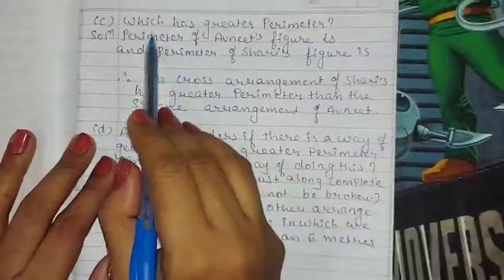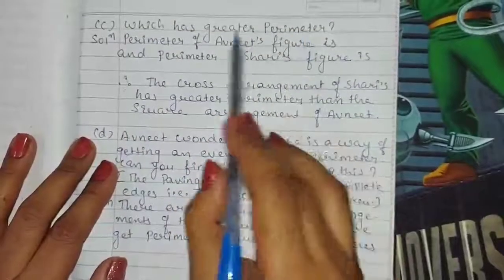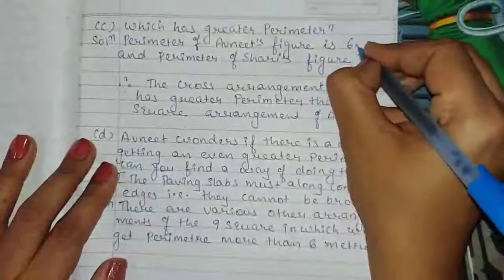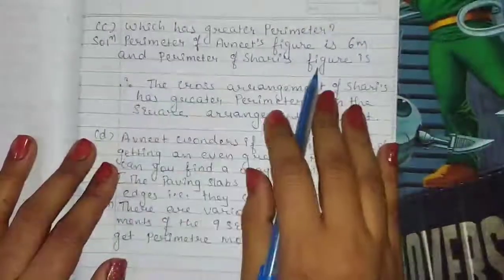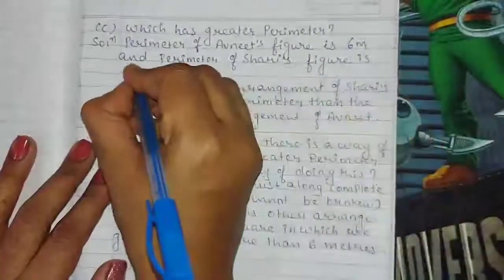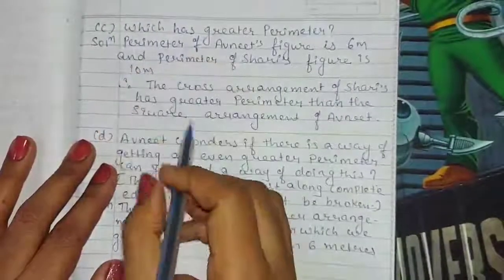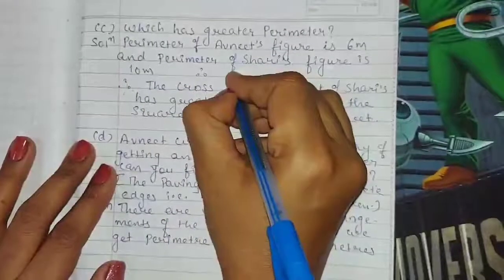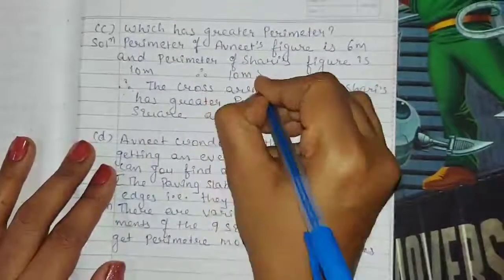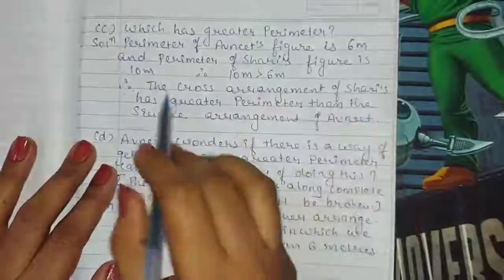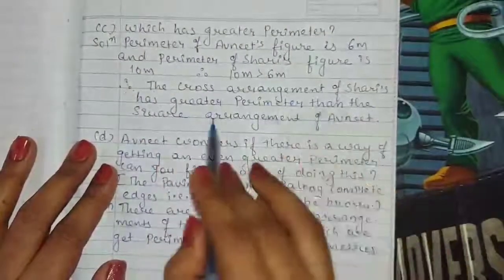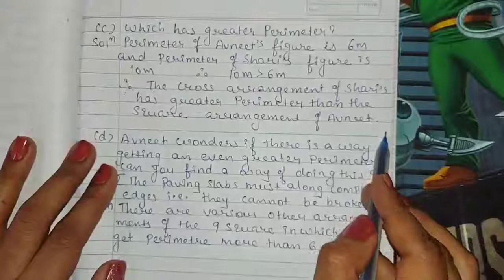Question C. Which has greater perimeter? Now the perimeter of Avneet's figure is 6 meter, that was of the square. And the perimeter of Sherry's cross figure is 10 meter. Therefore, which is greater? 10 meter is greater than 6 meter. Therefore, the cross arrangement of Sherry has a greater perimeter than the square arrangement of Avneet.